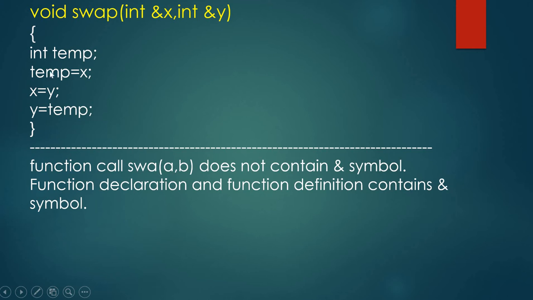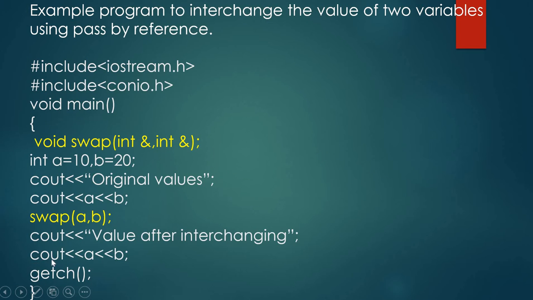Inside this function, here we are interchanging the values X and Y. But after interchanging, we are printing the values of A and B. Then here we will get 20 and 10. That is, first the value of A is 10.